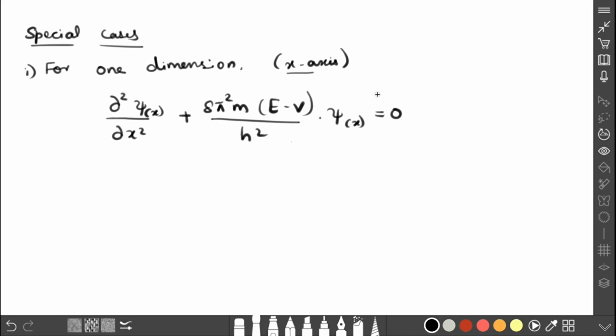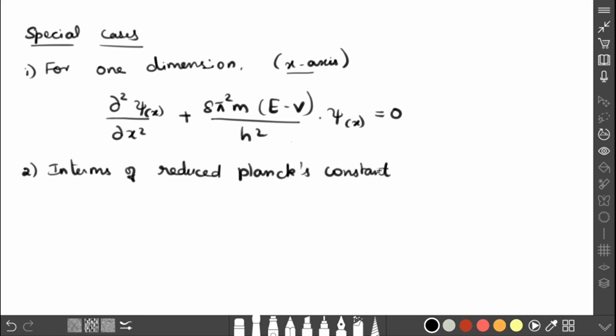And the next result is in terms of reduced Planck's constant. So what is this reduced Planck's constant? Already we know that Planck's constant is h. The reduced Planck's constant is represented by h bar or h cross. H cross is equal to h by 2 pi. So in place of h by 2 pi, I can represent h cross. If you square it for our convenience, h cross square is equal to h square divided by 4 pi square.